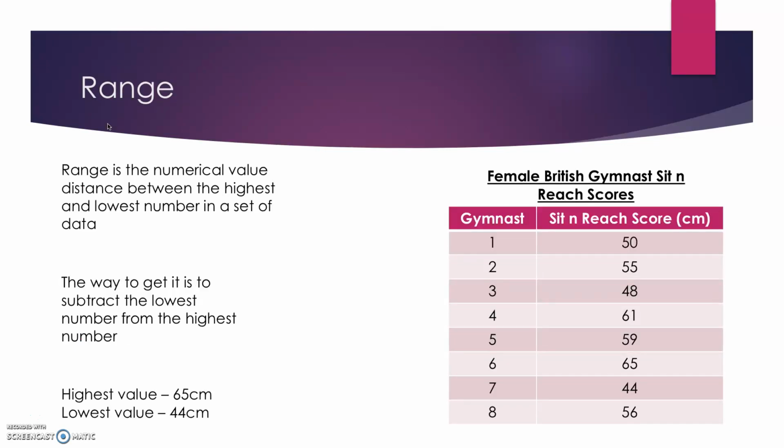So the first way is range. The range is the numerical value distance between the highest number in a set of data and the lowest number. The way to work it out is by simply subtracting the lowest value from the highest. From the table to the right here, you can see that the group of gymnasts have taken part in a sit and reach test, and their scores have been recorded. The range for this set of data would be found by identifying the highest score, which is 65 centimetres, and the lowest score, which is 44, and therefore 44 from 65 is 21. This therefore means that the range for this set of data is 21 centimetres.